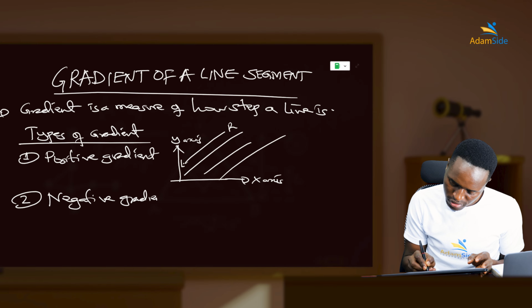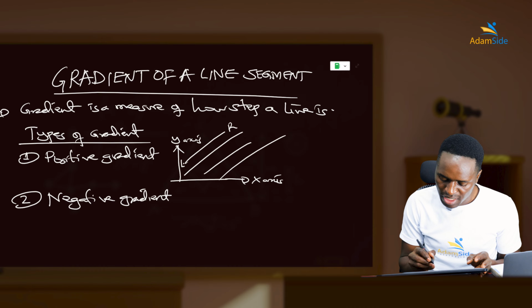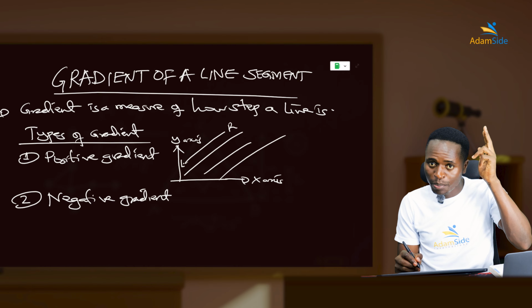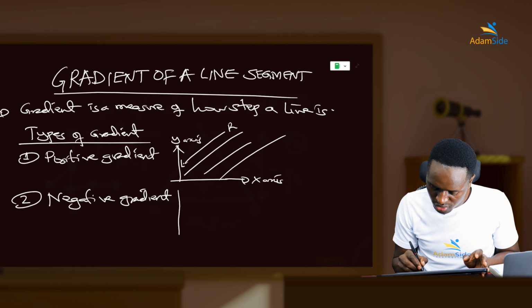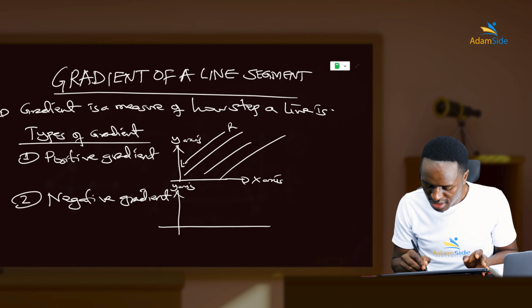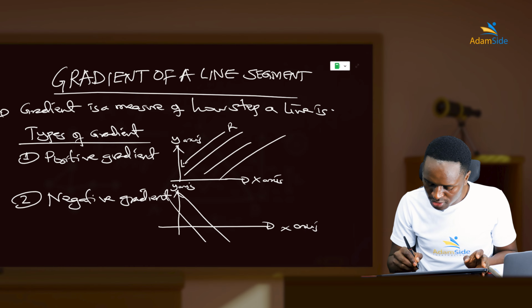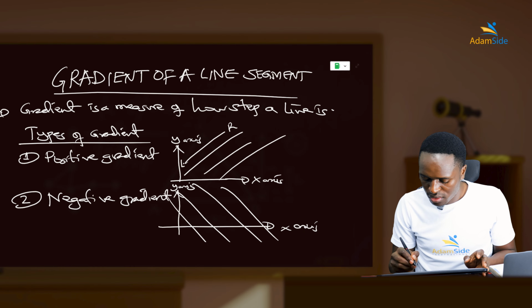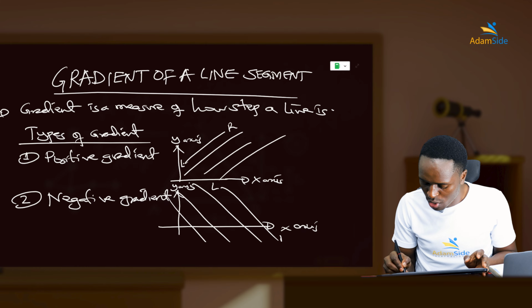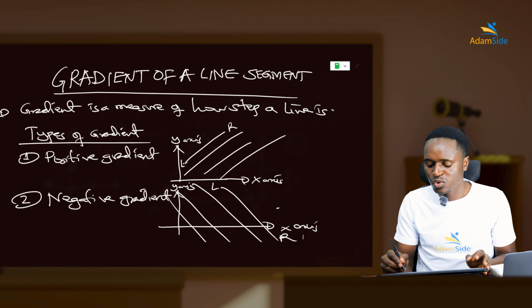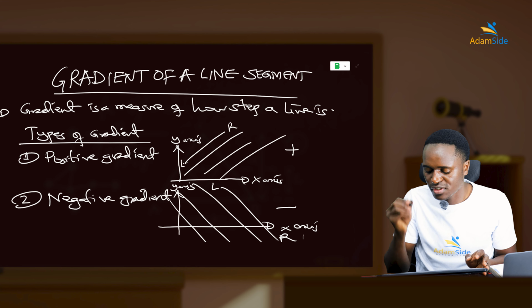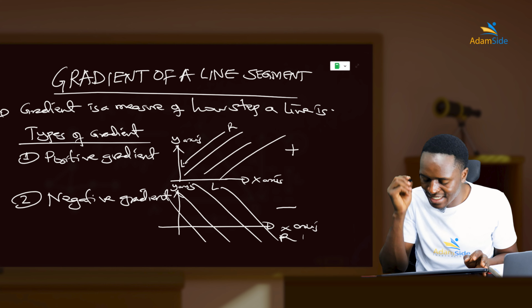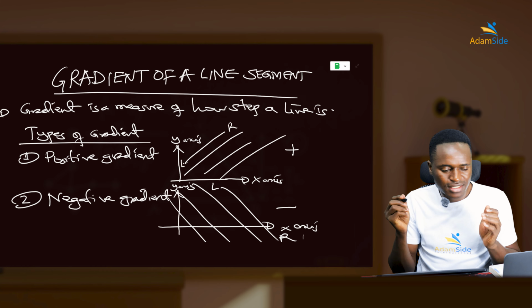And then we have negative gradient. That means from top left to the bottom right. So you have your y-axis and x-axis, and then all the lines that go this way, top left to the bottom right, these ones are negative, and these ones are positive. Positive gradient, negative gradient. Correct.